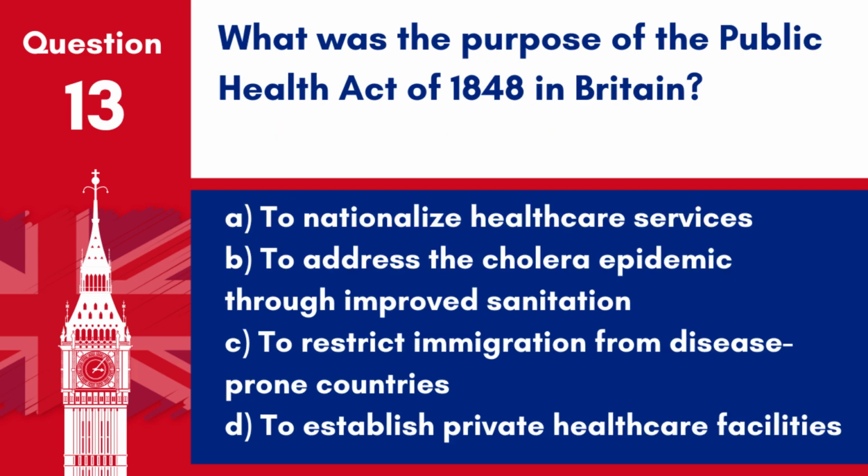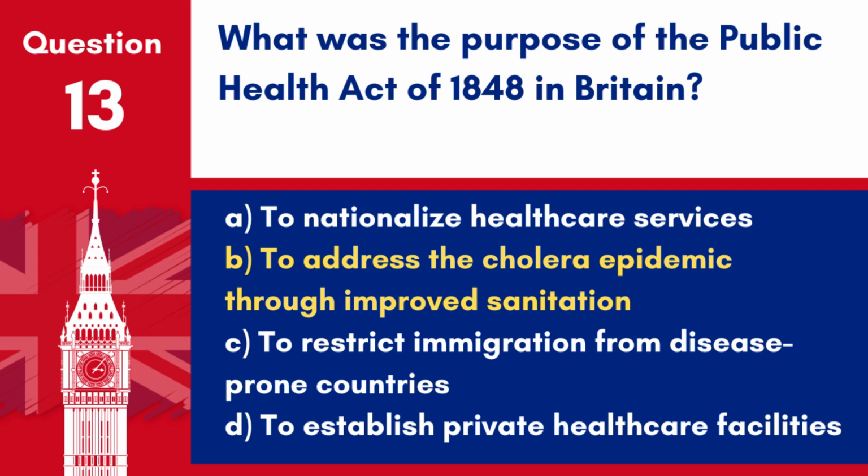Question 13. What was the purpose of the Public Health Act of 1848 in Britain? A. To nationalise healthcare services. B. To address the cholera epidemic through improved sanitation. C. To restrict immigration from disease-prone countries. D. To establish private healthcare facilities. Answer: B. To address the cholera epidemic through improved sanitation.